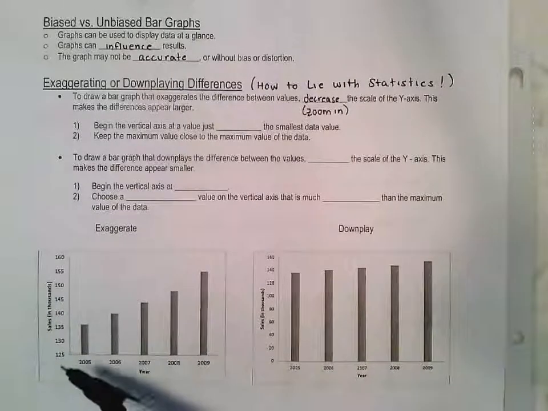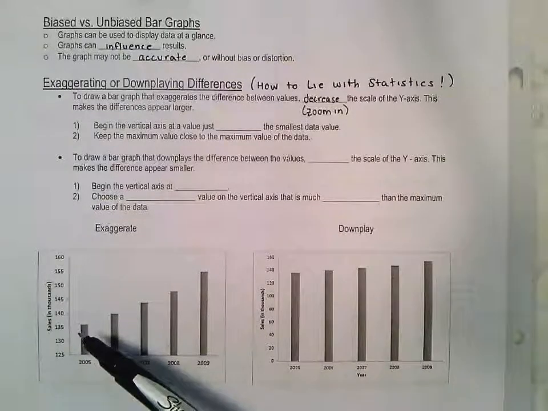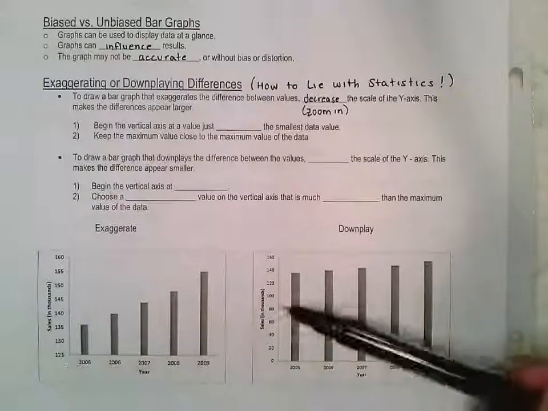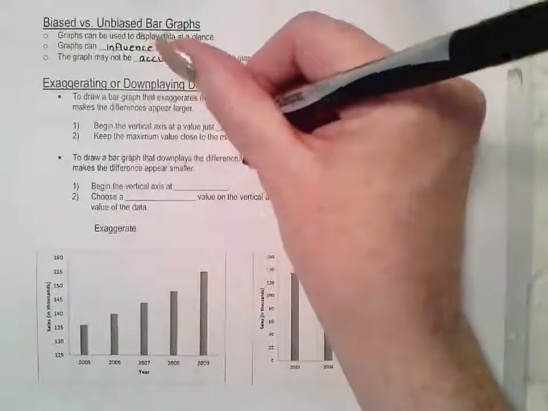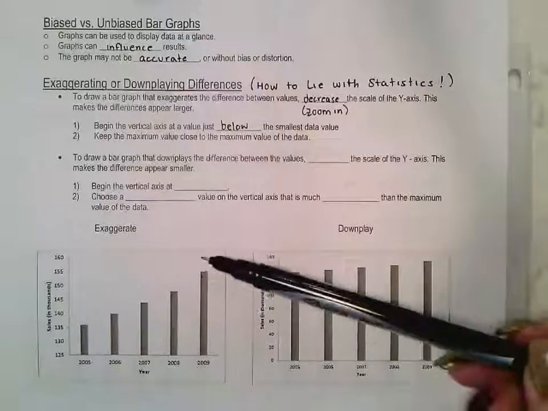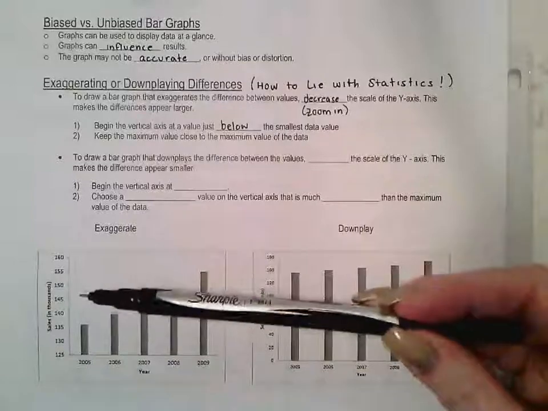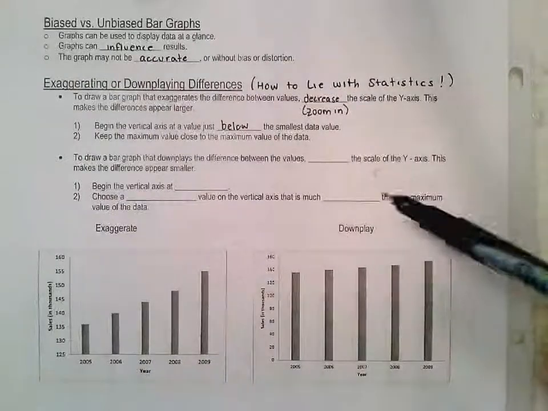So what you do is you begin the vertical axis at a value just below the smallest data value. They saw that that was around 135, so they went to 125 instead of all the way down to 0. So we're going to put the word below in here. And then we want to keep the maximum value close to the maximum value of the data. We don't want to have the maximum be way up here because that's just going to shrink this down. What we're trying to do is stretch this out, right? So we want to keep it as close to the top as possible.